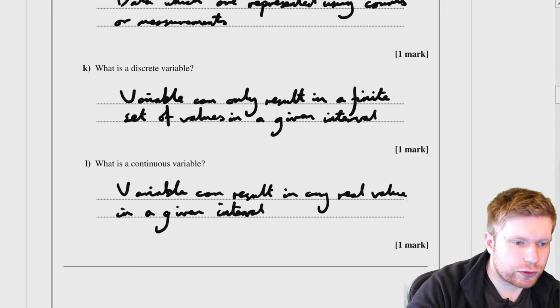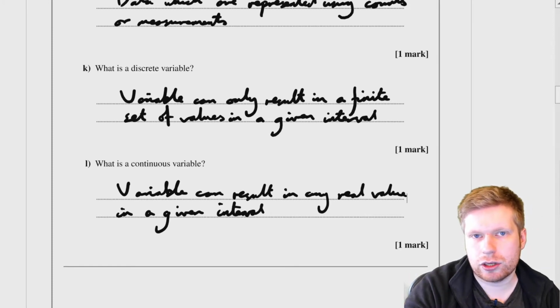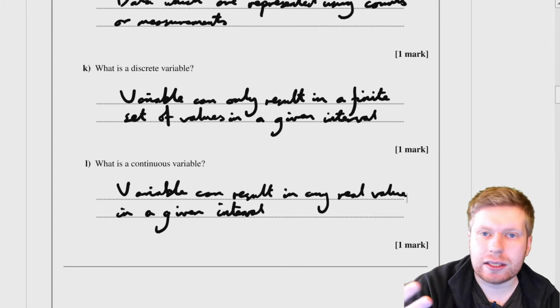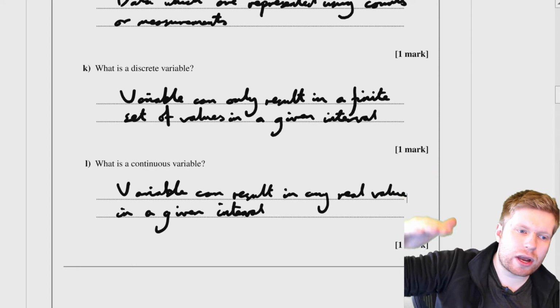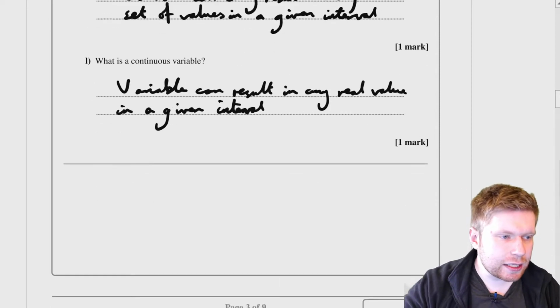Whereas on the other hand, a continuous variable would be a variable that can result in any real value in the given range. So an example would be height. The height can be any real value within a given range. Okay, good, fantastic. So let's move on then.